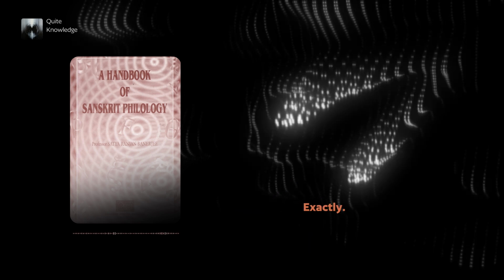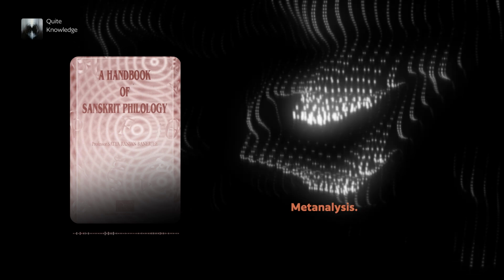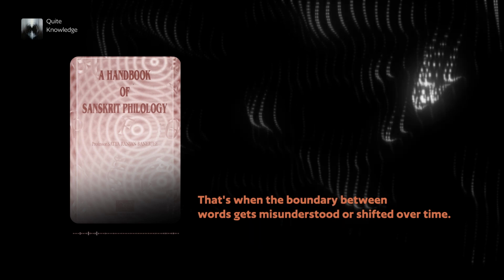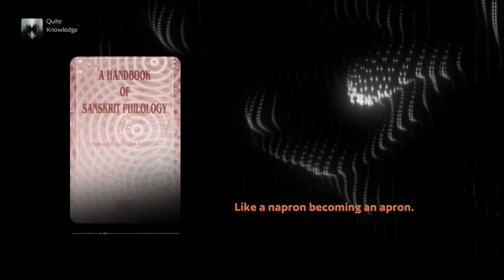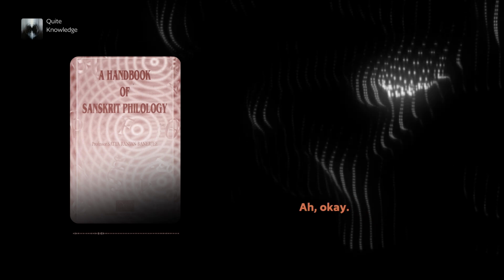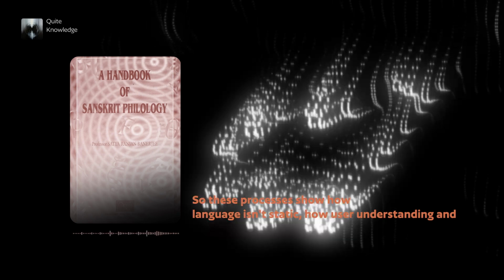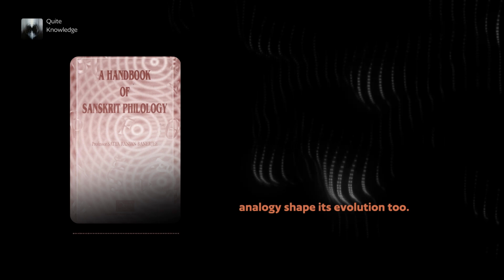a fantasy origin. Exactly. The source also briefly mentions metanalysis. Metanalysis. That's when the boundary between words gets misunderstood or shifted over time, like a napron becoming an apron. The N sound moved from the noun to the article. Okay, I see. So these processes show how language isn't static, how user understanding and analogy shape its evolution too.